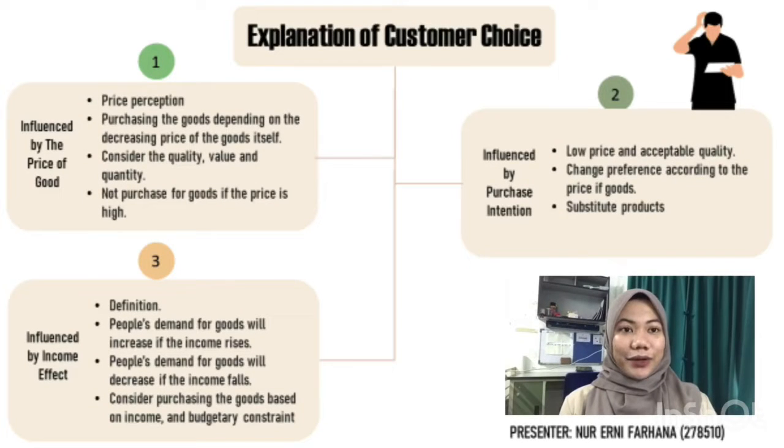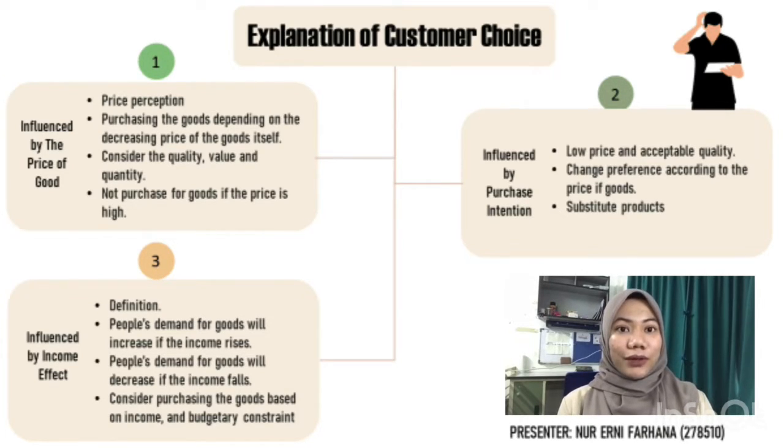Okay, next I'm going to present the explanation of consumer choice. Firstly, consumer choice is influenced by the price of goods. Price perception greatly affects a consumer's decision to purchase a product. Consumers more likely prefer purchasing a good when its price decreases. This is because, according to statement 1, 16 and 10 respondents respectively strongly agree and agree that they are likely to purchase good A if the price of good A falls by 50%.